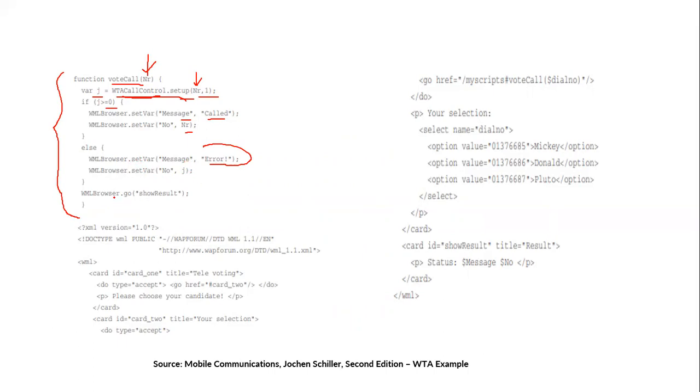Okay, then we are calling WML browser dot go show result. Show result is one card. It's the name of a card. Here you can see show result.